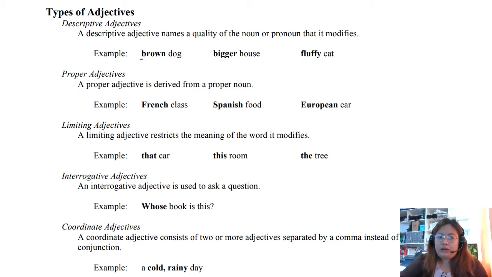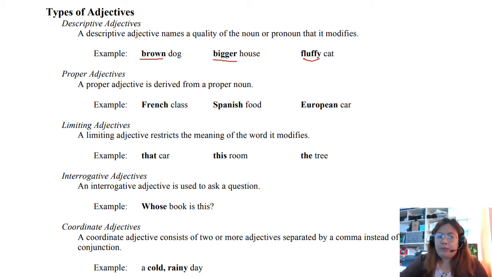Brown is a descriptive adjective. Brown is a color. Bigger house. Bigger is an adjective and it is telling of size. And fluffy, in this example, is an adjective that tells texture.